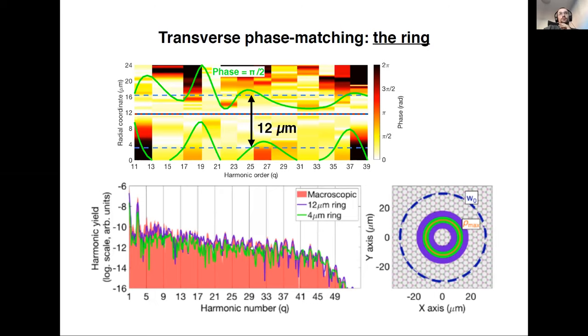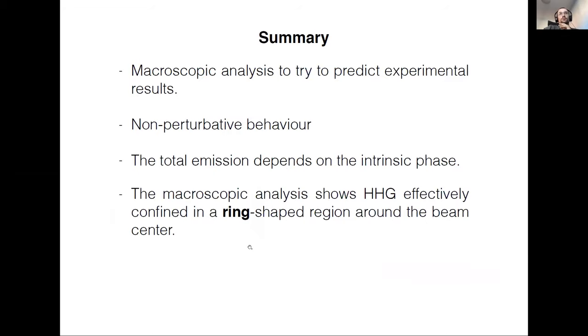So just to conclude, we have demonstrated the importance of a macroscopic analysis to try to predict experimental results. The propagation and the phase mismatch affect the process substantially, and they are necessary to compare with experimental results. Moreover, we have demonstrated via numerical simulation that high harmonic generation in graphene has a non-perturbative nature. We also observe that the total emission depends on the driving field distribution. We have shown a dependency with the intrinsic phase, like happens in gases.